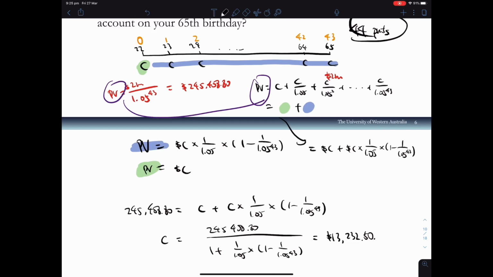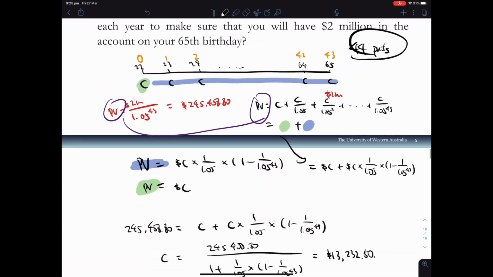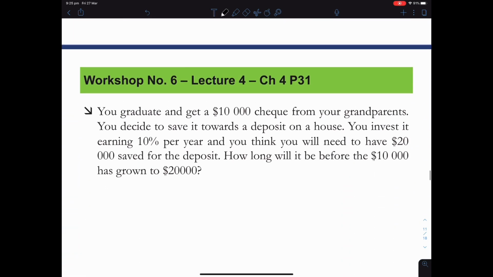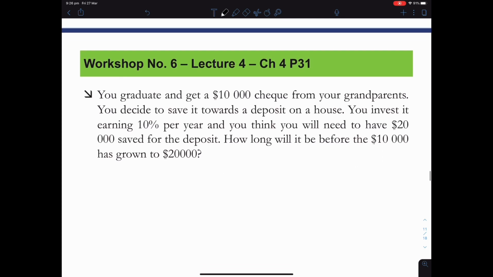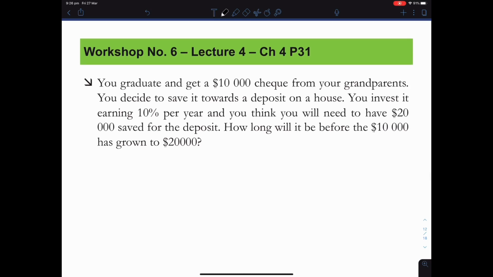All right. Question 6. You graduate and get a $10,000 check from your grandparents. You decide to save it towards a deposit on the house. You invest it, earning 10% per year, and you think you will need to have $20,000 saved for this deposit. How long will it be before the $10,000 has grown to $20,000?